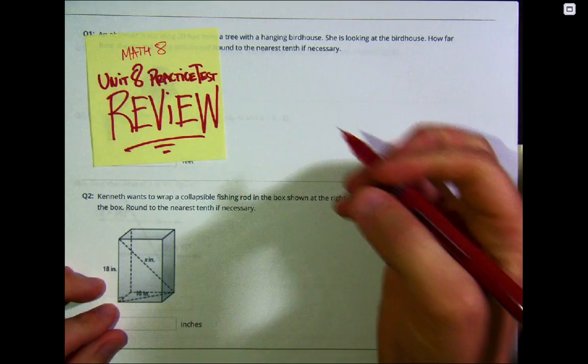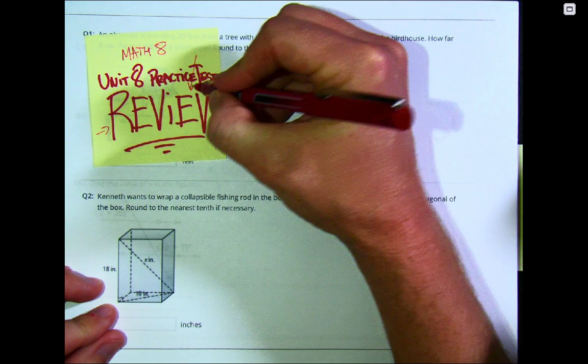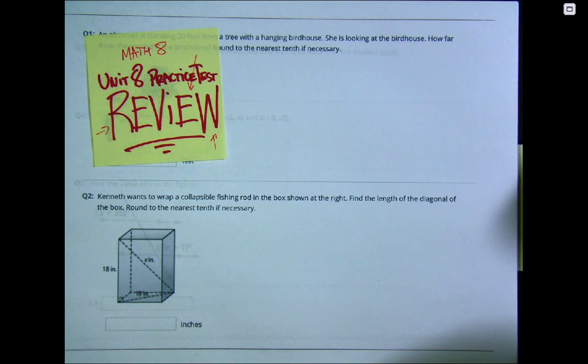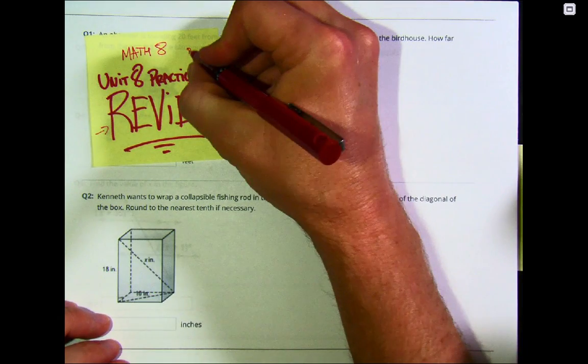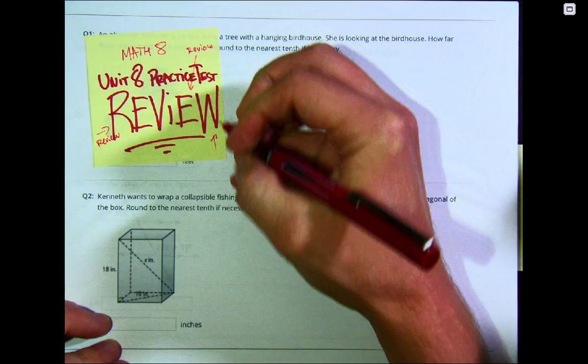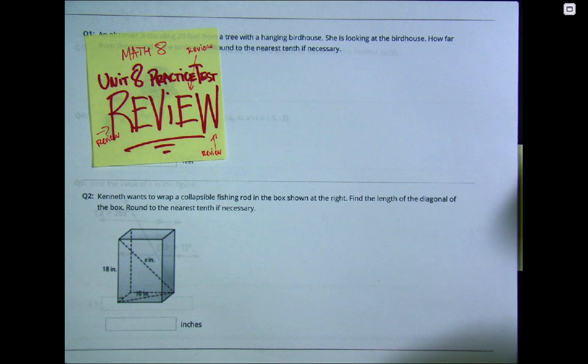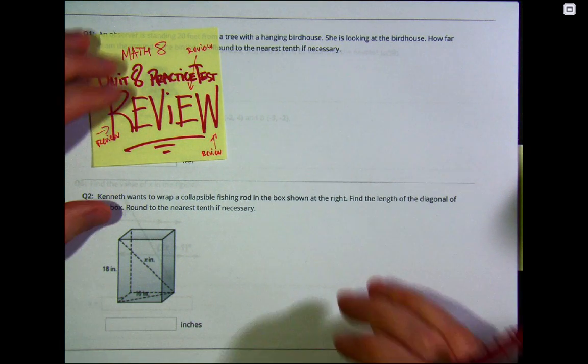Now, for this review, you can feel free to fast forward to any particular part of this video that you feel like you need help with. So if you understood numbers 1 and 2, but you needed help on number 3, feel free to skip ahead, rewind, pause, do whatever you need to do in order to help you review. And by the end of this video, your goal should be, I know how to get 100% on the Unit 8 assessment. Okay, so here we go.